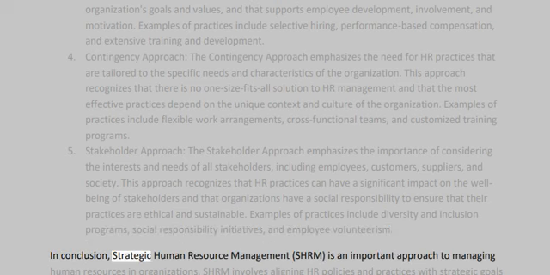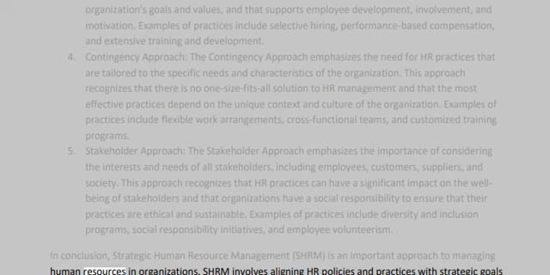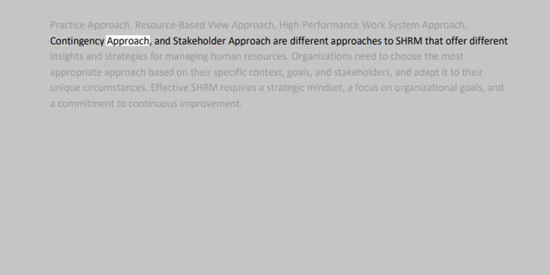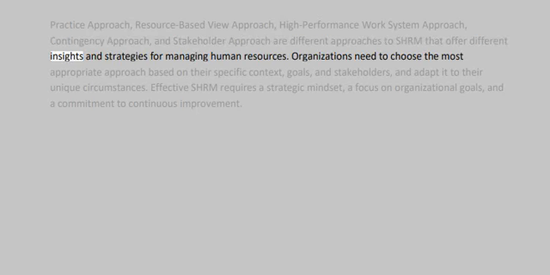In conclusion, strategic human resource management, SHRM, is an important approach to managing human resources in organizations. SHRM involves aligning HR policies and practices with strategic goals and objectives to gain a competitive advantage and improve organizational performance. The best practice approach, resource-based view approach, high-performance work system approach, contingency approach, and stakeholder approach are different approaches to SHRM that offer different insights and strategies for managing human resources.